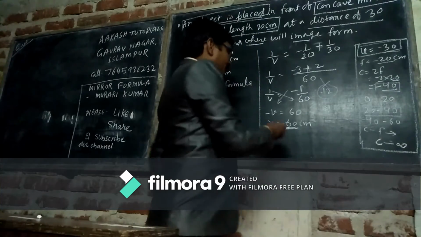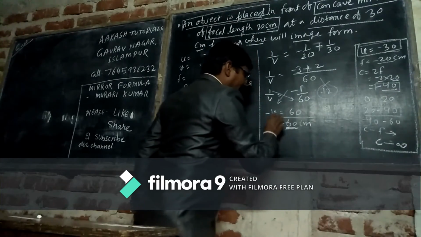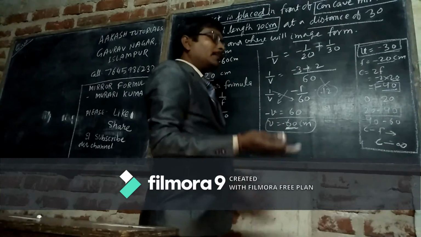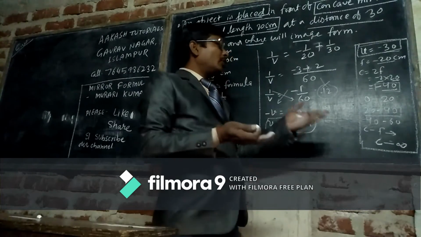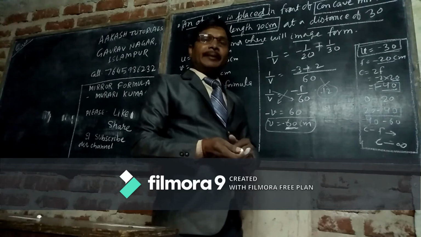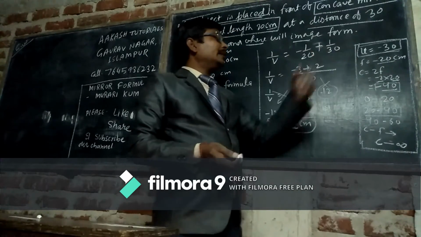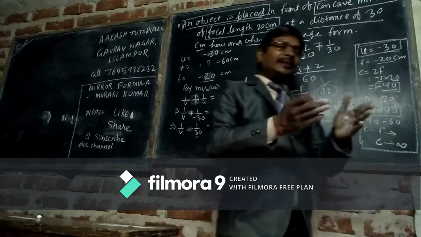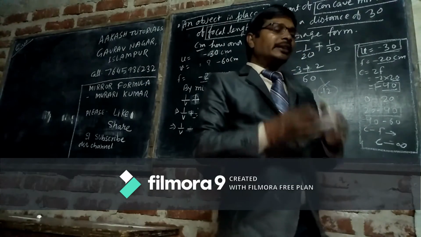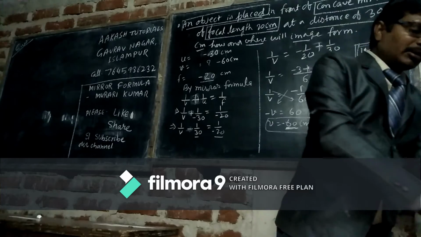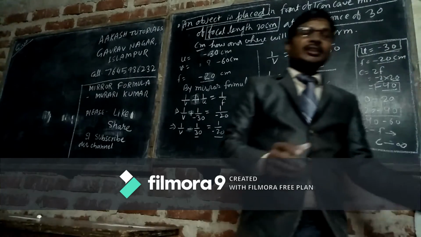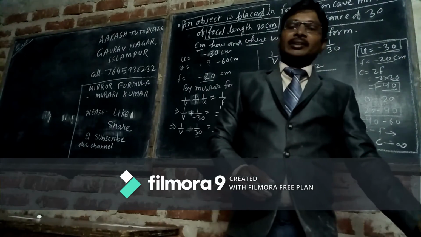If this answer is in plus, plus means imaginary, meaning your object must be between F and the mirror, but your object is between F and C. So there are various checks through which you can easily find whether your answer is correct or incorrect.